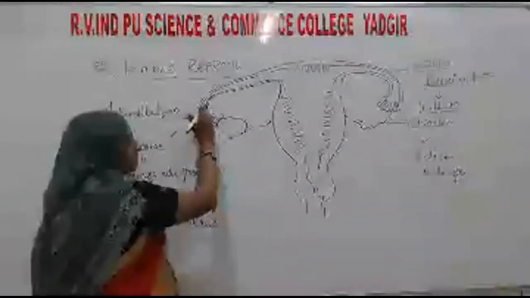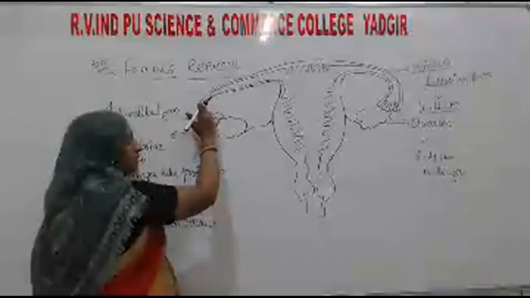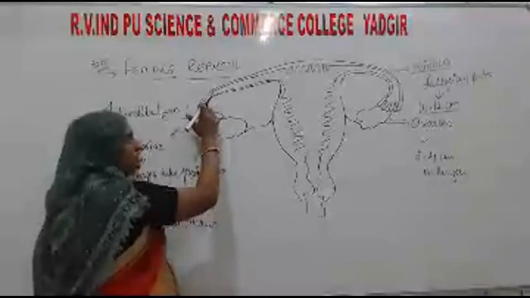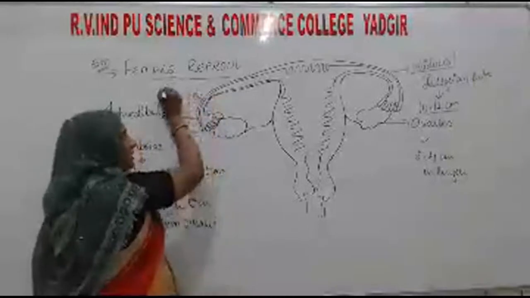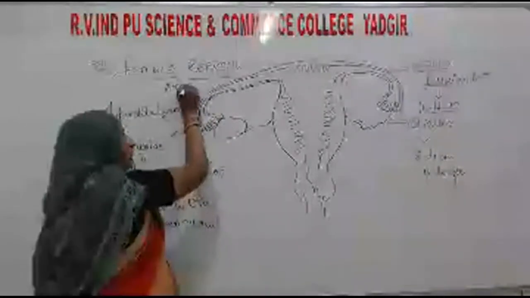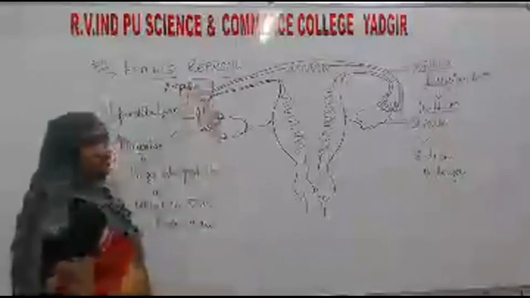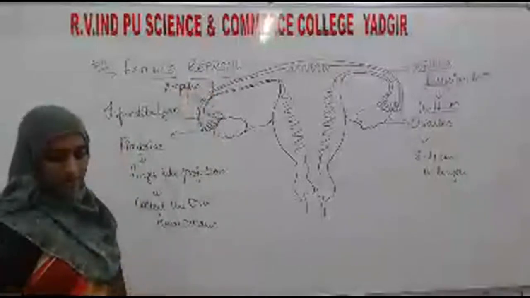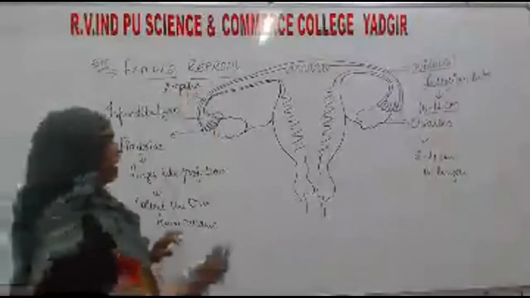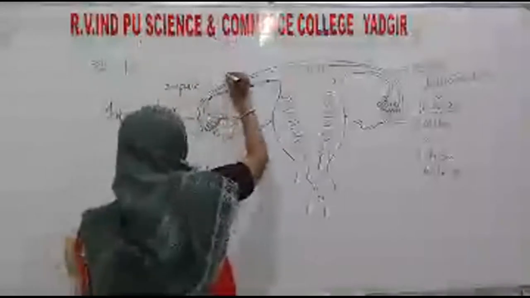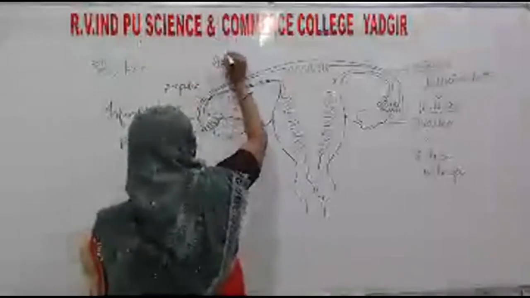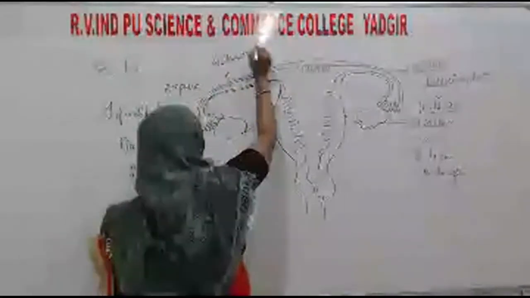The region above this infundibulum continues as a wider tube-like structure, and this wider tube we call the ampulla. What is it? It is called the ampulla. Okay, and the remaining tube after the ampulla is known as the isthmus. It is known as the isthmus.